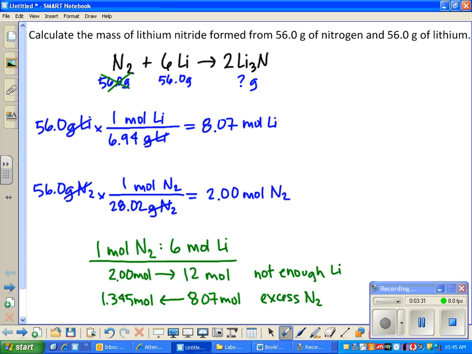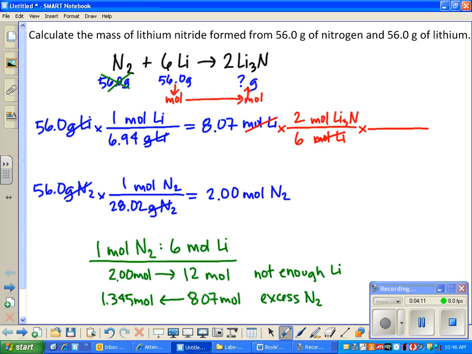So now we can calculate our answer. We can say that for 56 grams of lithium, we want to first convert that to moles, like we've done. And then we can convert to moles of lithium nitride, and then we can convert that to grams. So I'm going to pick up where I left off with my moles of lithium. I want to take moles of lithium on the bottom and convert to moles of lithium nitride, so that's on top. Coefficients for lithium, 6, lithium nitride would be 2, so moles of lithium would divide out.